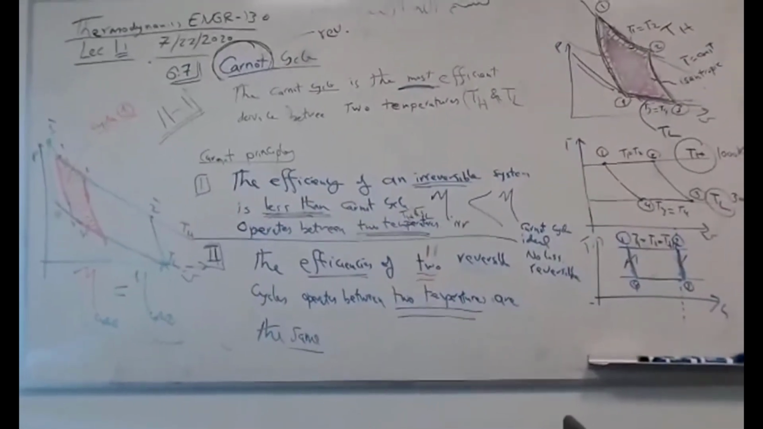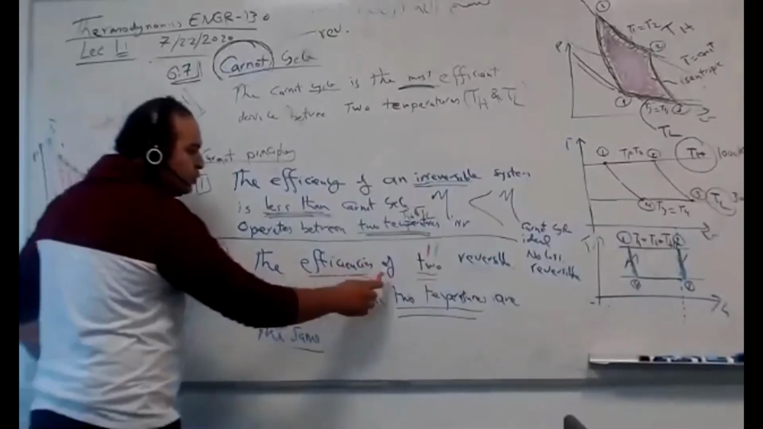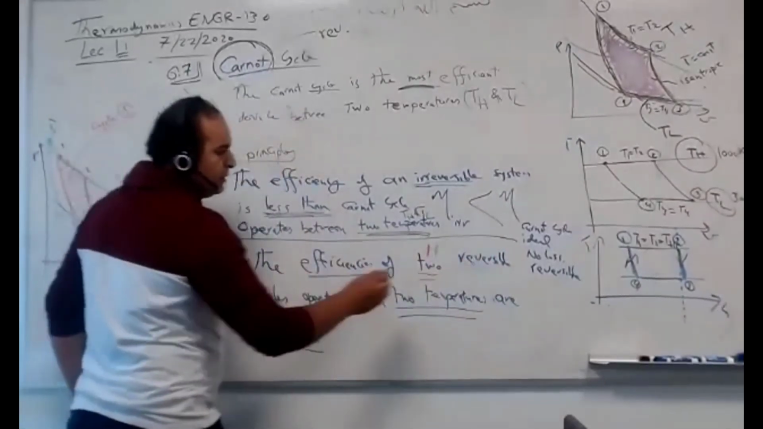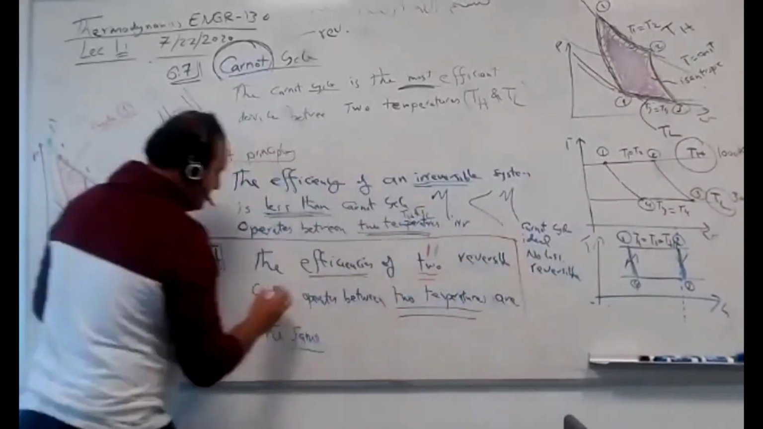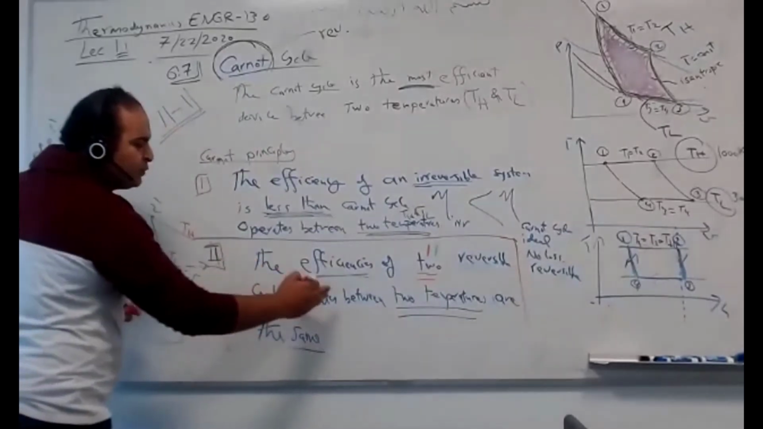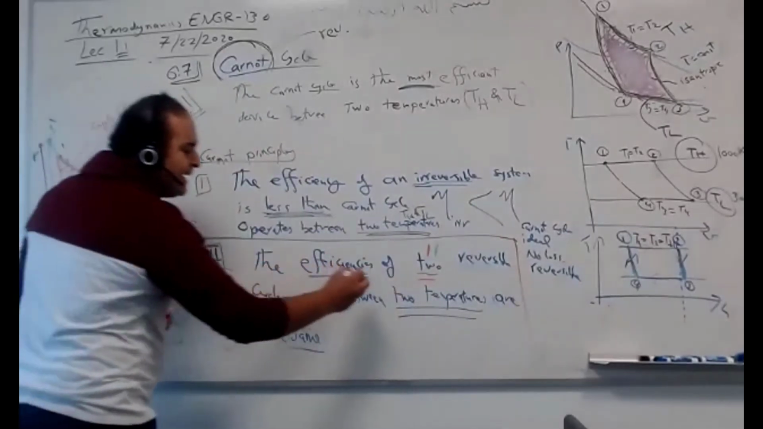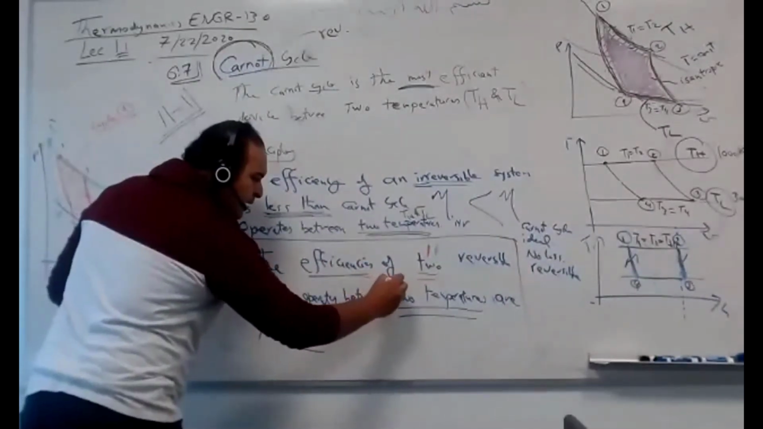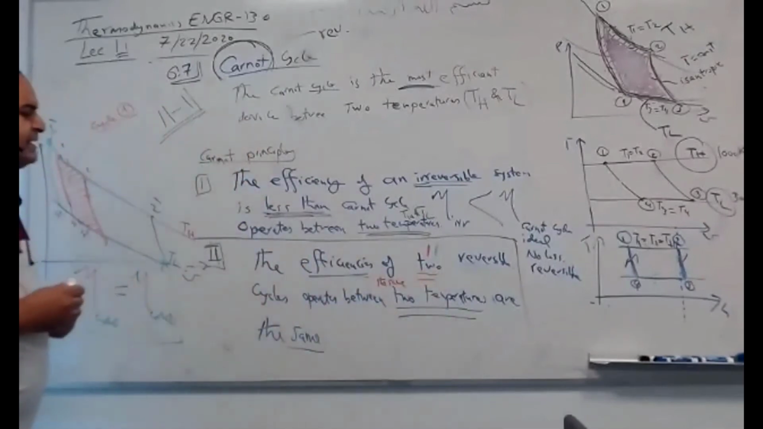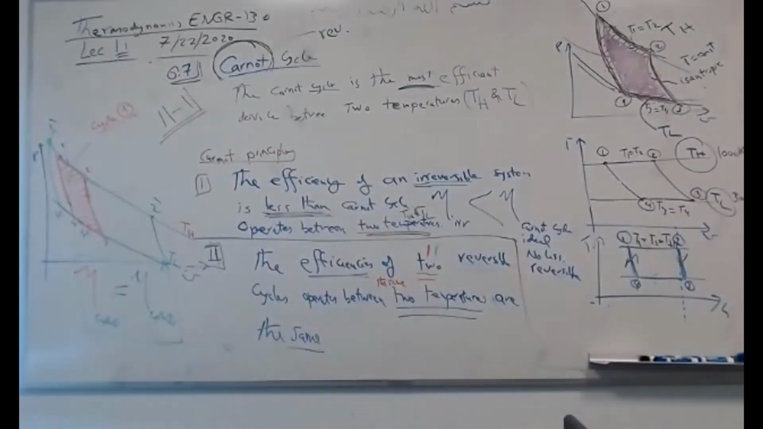So the second principle says the efficiencies of two reversible cycles operating between the same two temperatures are the same. This is reversible here. Okay, guys? Engines, cycles, devices. Okay? Any questions?